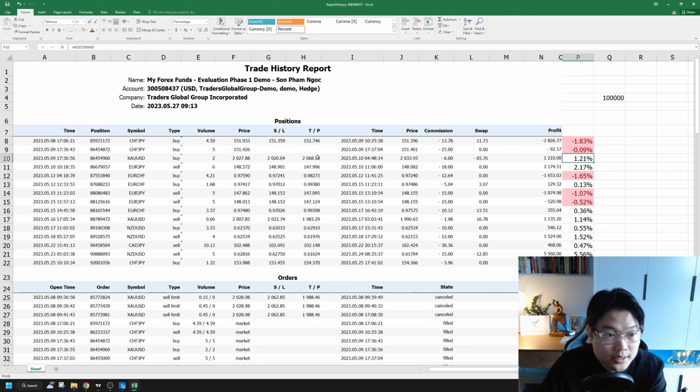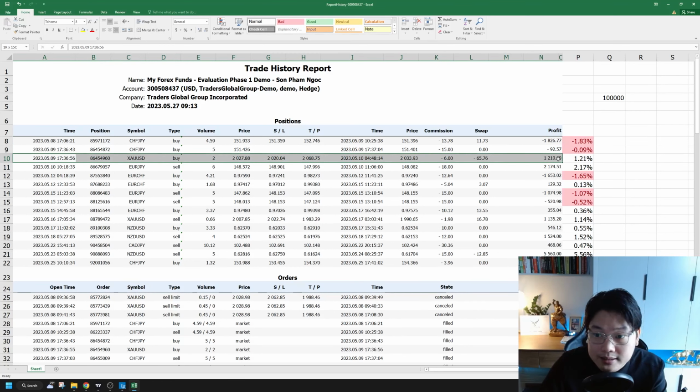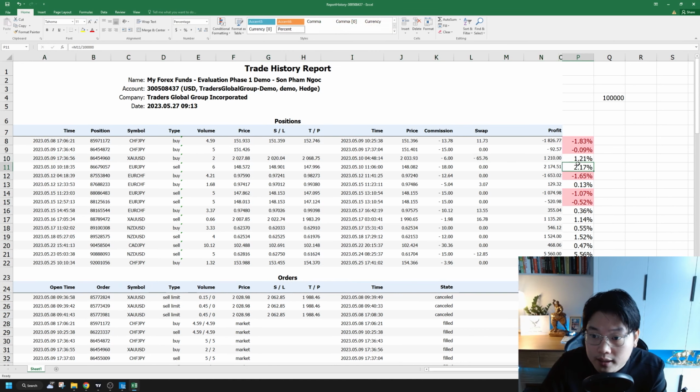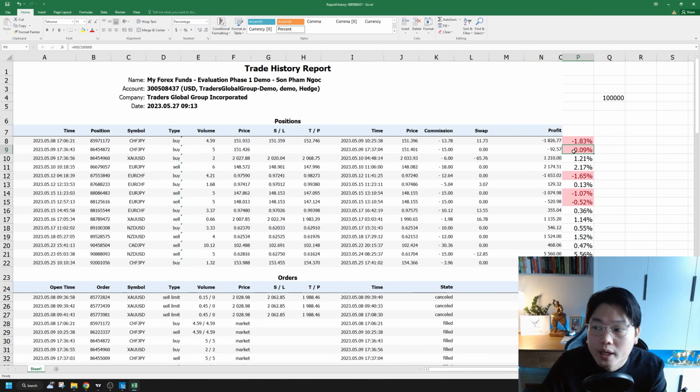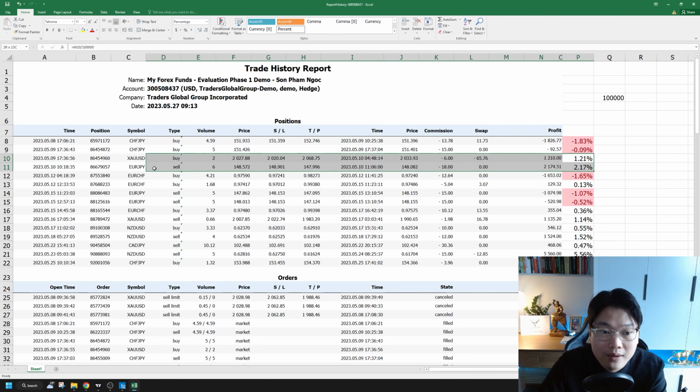So here you can see that on the next day I also traded and achieved 1%, 2%. I always quickly exit and quickly take profits whenever I get a signal that the market is against me.